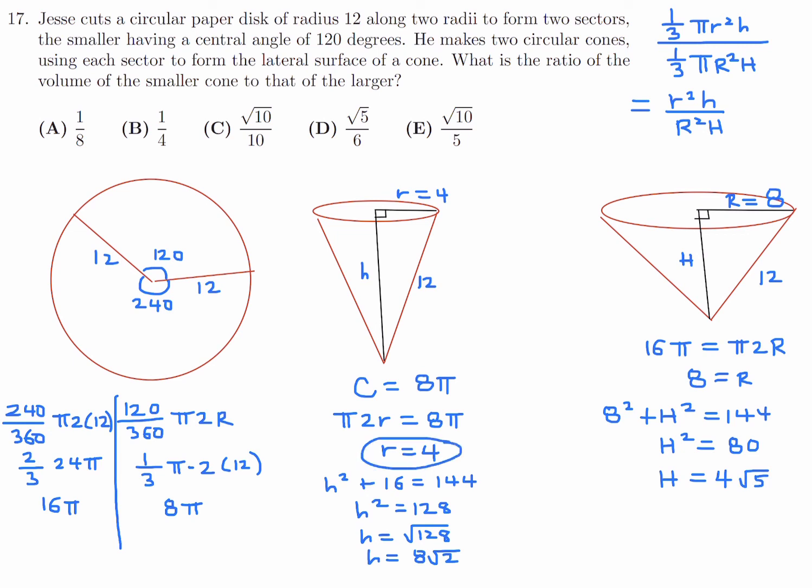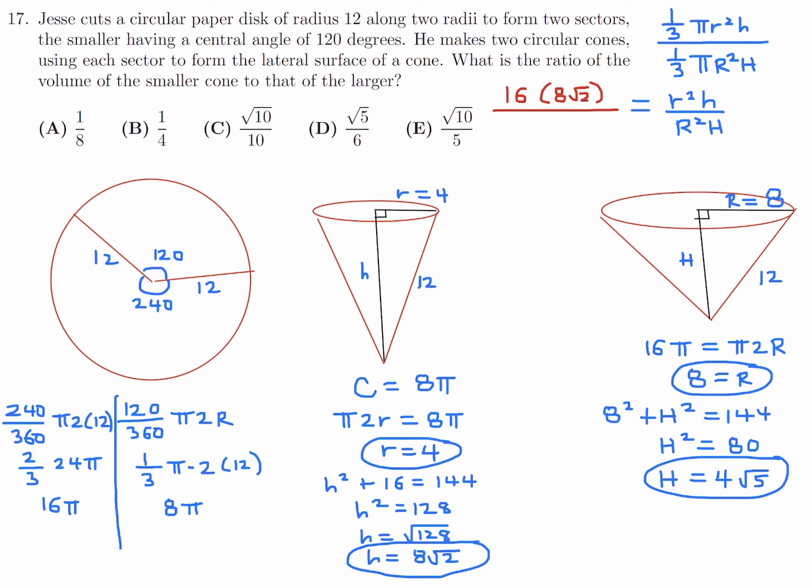We've got small r, big R, small h, and big H. So all we have to do is plug it into there, and we should get our ratio. So let's see here. That's going to be 16 times 8 root 2. And on the bottom, it's going to be 64 times 4 root 5. And that's going to be, let's see here, 16 over 16, 1 over 4, and then 8 over 4 is 2. So it's 2 over 4, so 1/2.